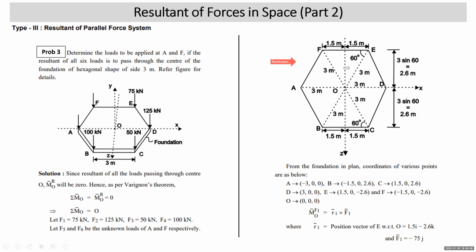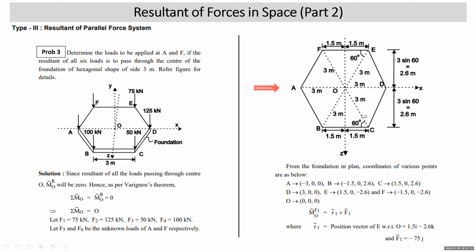This dimension is 3 meter, and this angle is 60, so this is 3 sine 60, 2.6 meters. Similarly, in this right angle triangle, this diagonal is 3, so this height is 3 sine 60, 2.6 meters. Students, we need to write coordinates of all the points. Coordinates of point D lying on the x-axis: 3, 0, 0. Coordinates of point A lying on the x-axis on the negative side: minus 3, 0, 0.